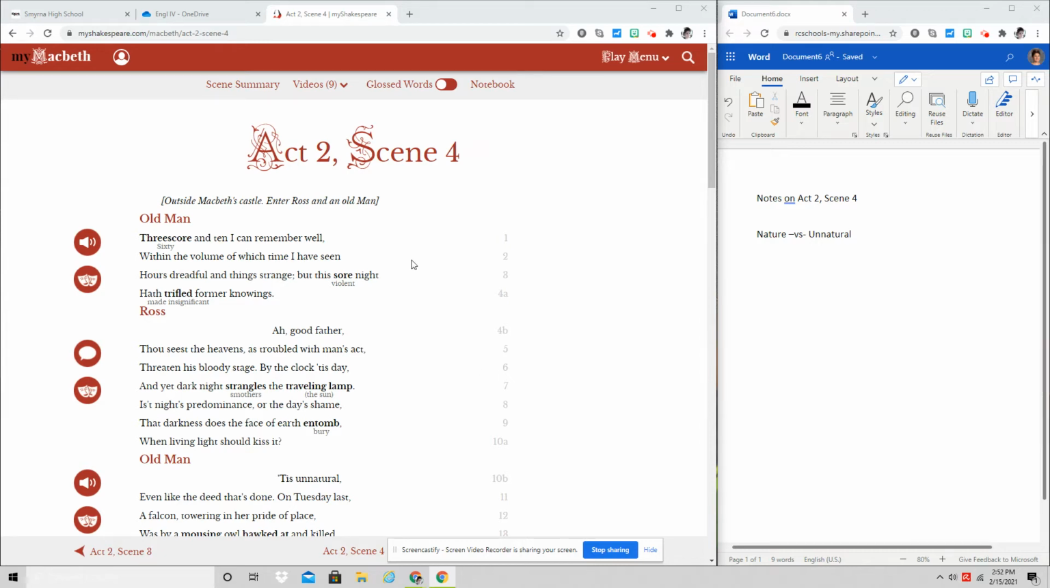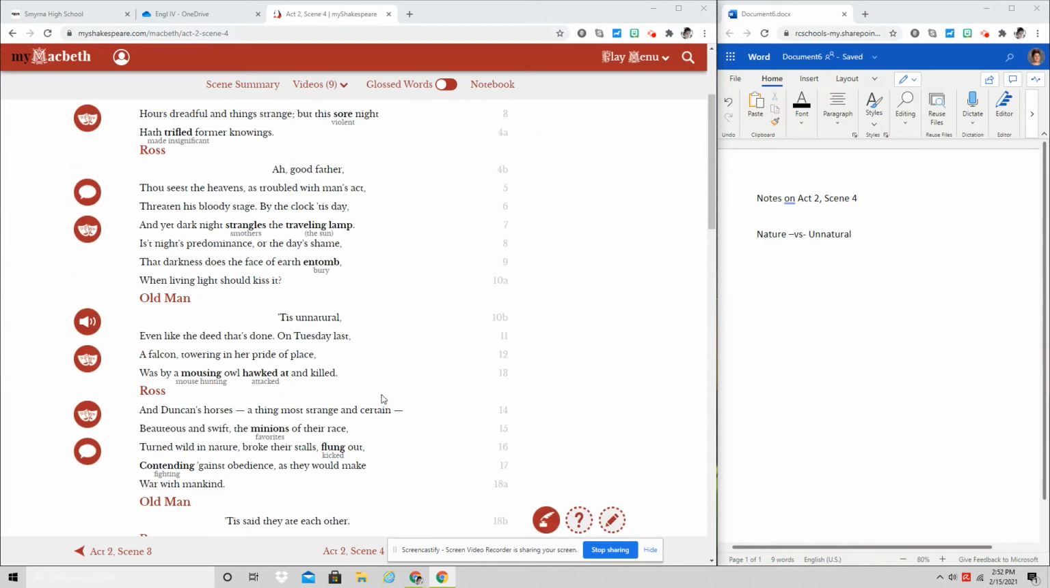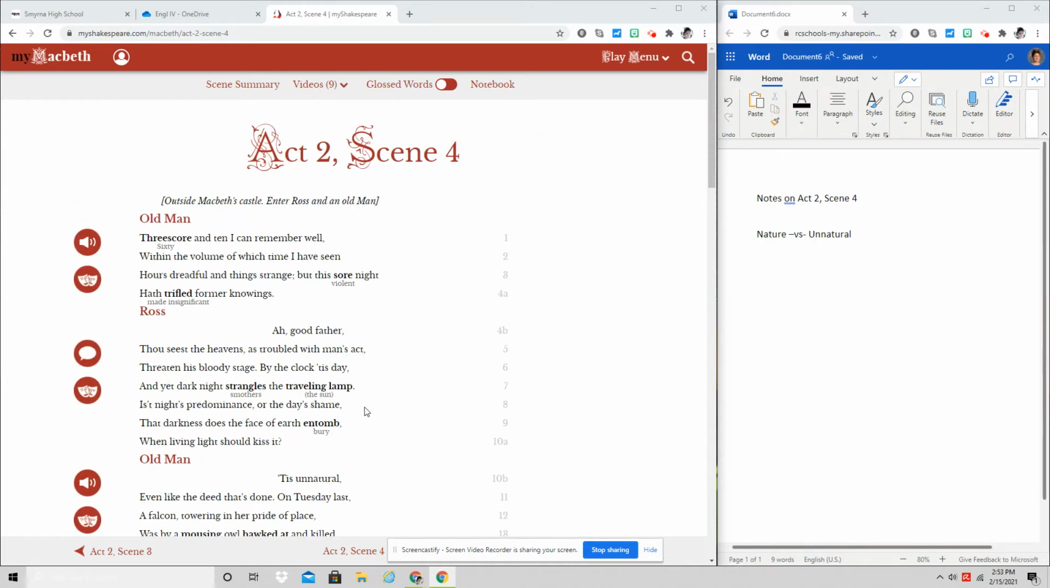Then, after their conversation, Macduff comes in and they discuss what's going to be happening in the next act and what everybody is going to be doing next. So pay attention to that as well.